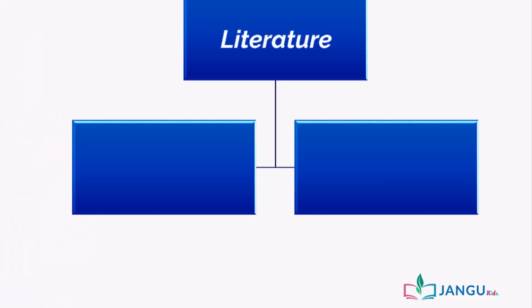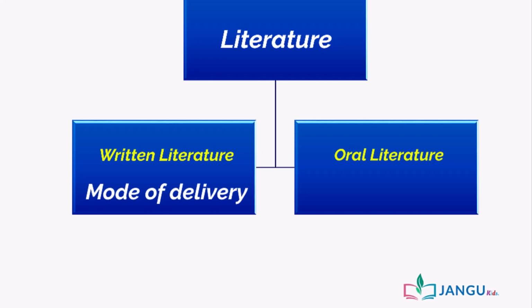Literature can be broadly classified into two major types. These types are written literature and oral literature. Both types of literature differ from each other in their mode of delivery. Let's take a look at both types in detail, starting with written literature.